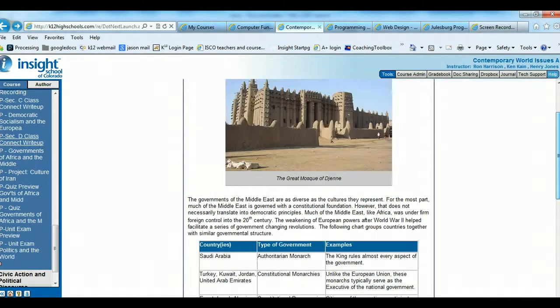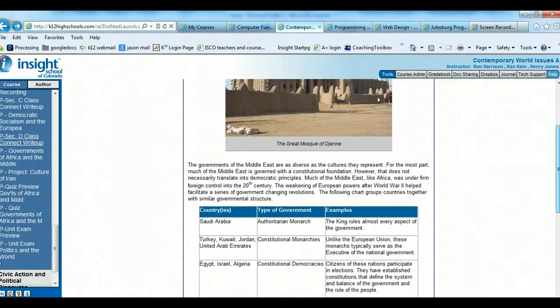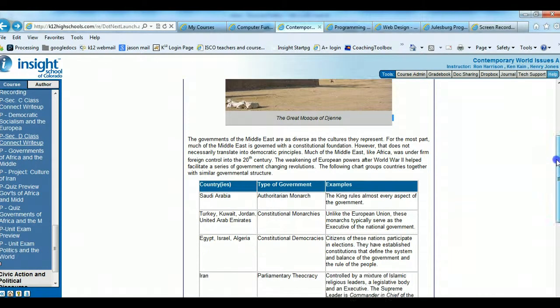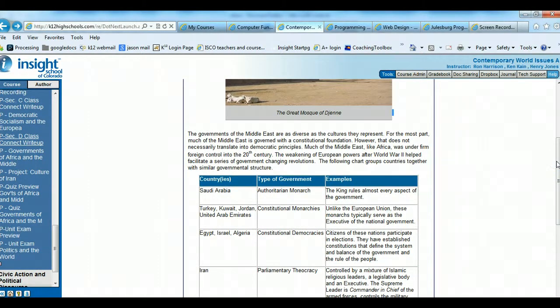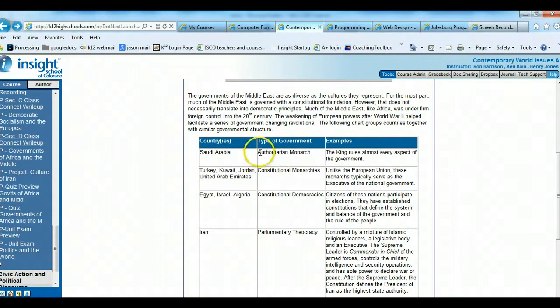So now we're looking at the government and religion in the Middle East. And the governments in the Middle East are as diverse as the religions are, as the cultures are. Some governments have kingdoms because that was traditional in the Middle East. Hundreds and thousands of years ago, they had kingdoms. A lot of them still have kingdoms. You can see down here, everything that says monarch, that means it's run by a king.